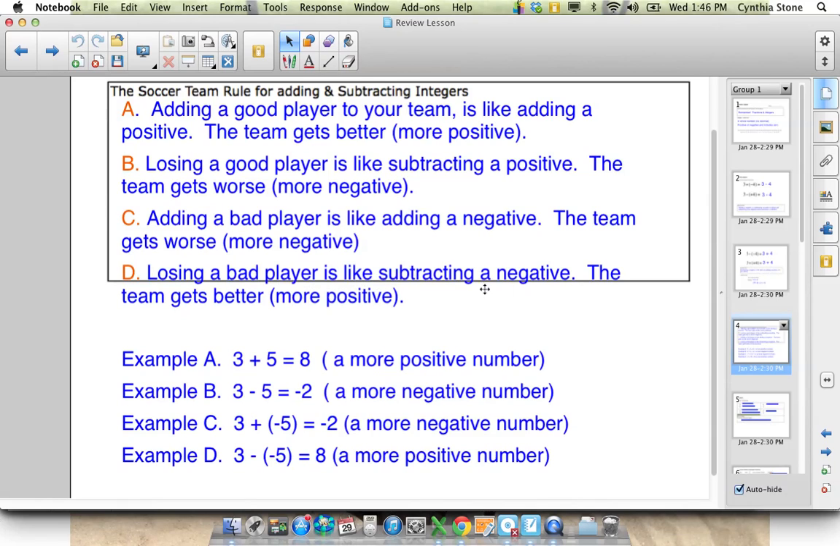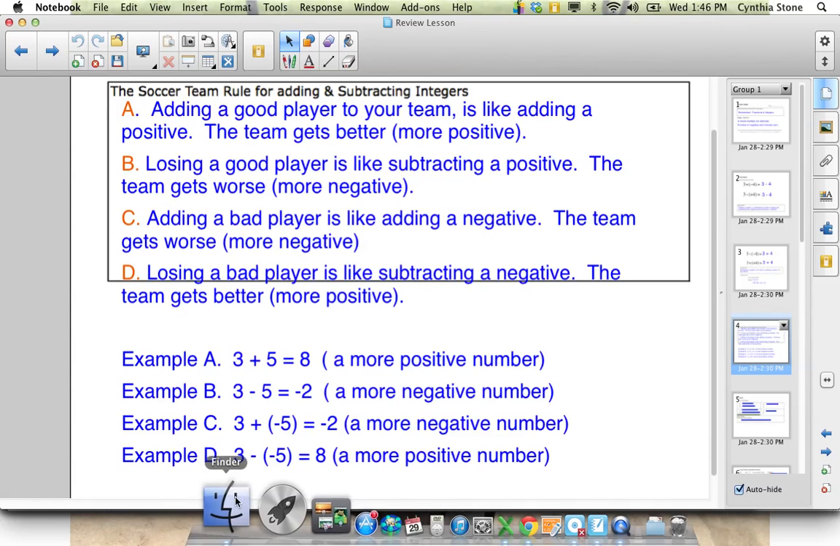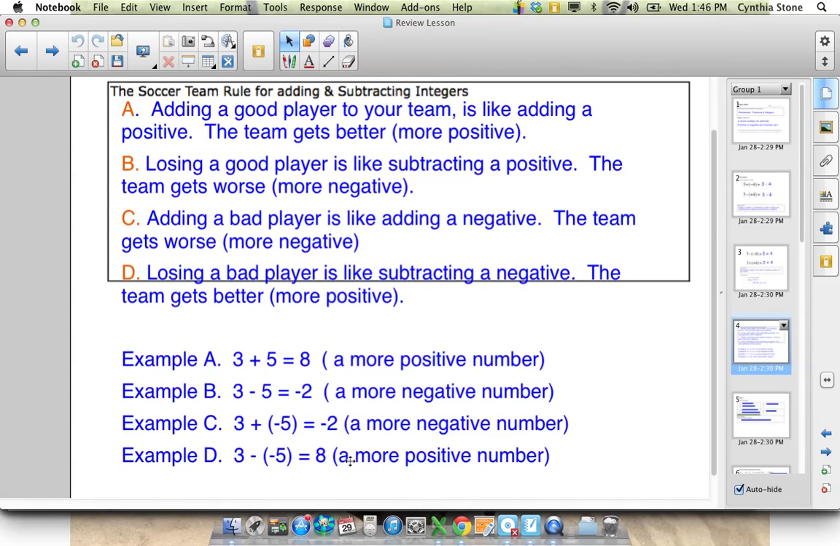Losing a bad player is like subtracting a negative. The team gets better. So you've got a team, and your worst player goes on the injured reserve list. Perfect, because then you can always play your better players. So subtracting a negative player makes you more positive. Anyways, if that helps you remember, that's great. If not, that's okay too.